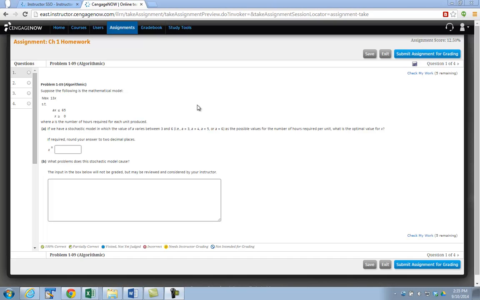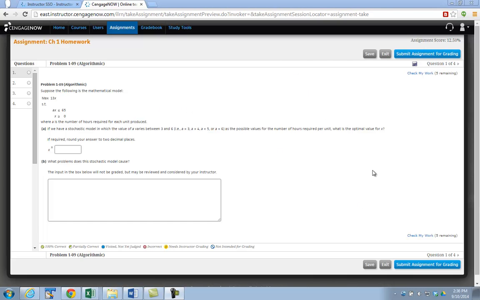So I've had several questions about the first homework problem from chapter 1. It's problem 1-9 from the end of the book, but it's algorithmic up here, so you might see different data than what I see. So let's take a quick look at it.